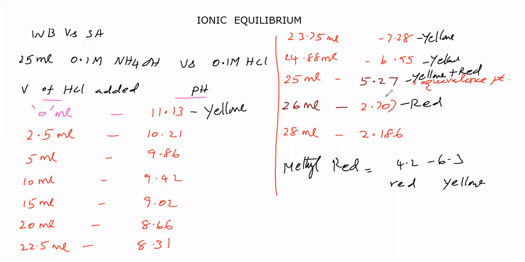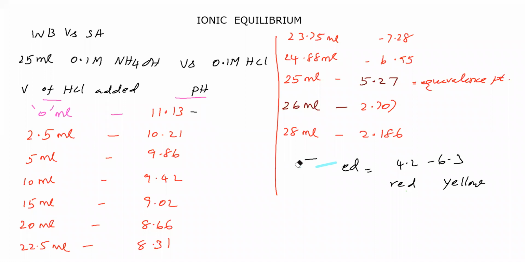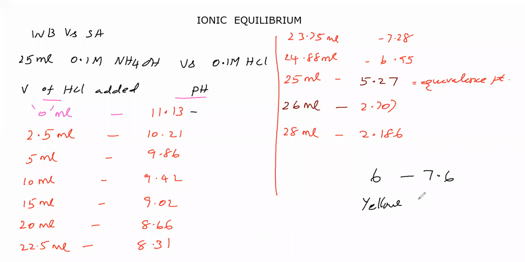So now some other indicator we will take. For example, we'll take the indicator called bromothymol blue. Do you know the pH range of bromothymol blue? Now we'll see: the pH range of bromothymol blue is 6 to 7.6. Up to 6 it is yellow color. From 7.6 onwards, what color? Blue color. This indicator is bromothymol blue.